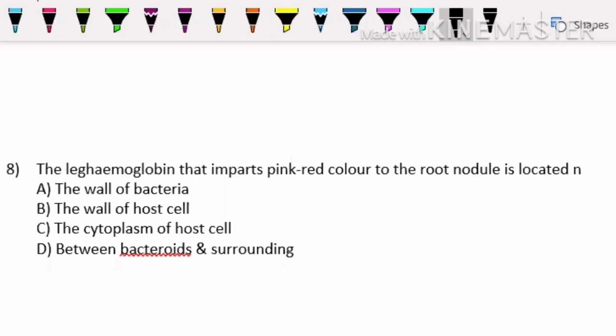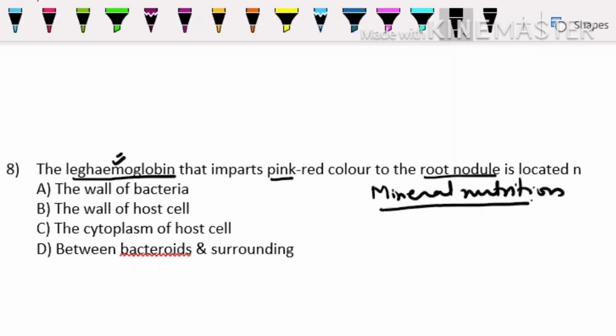Now see the next question, the eighth question. They have given the question on leghemoglobin. First of all, you know leghemoglobin is pink in color, and it is found in the root nodule of the legume plant. We have studied this in the mineral nutrition chapter, where biological nitrogen fixation was explained.